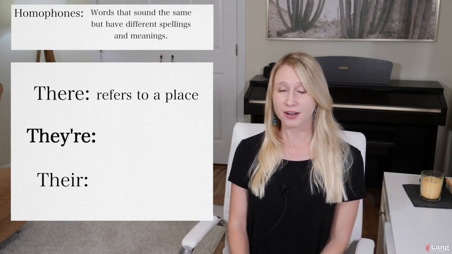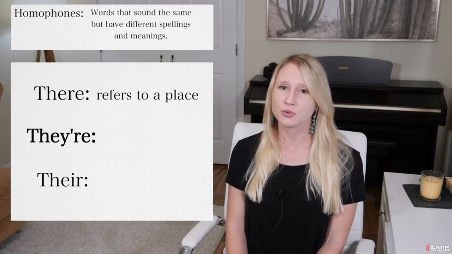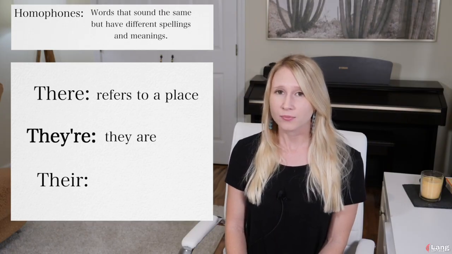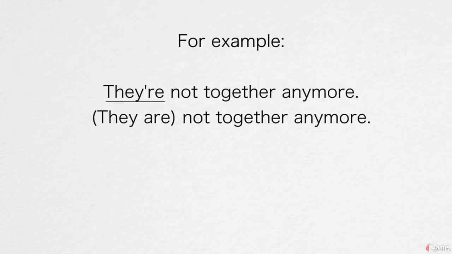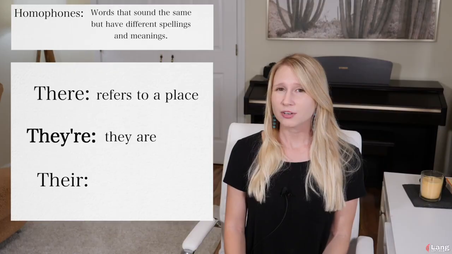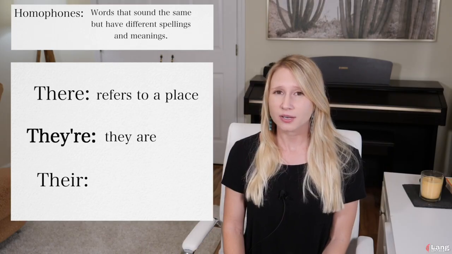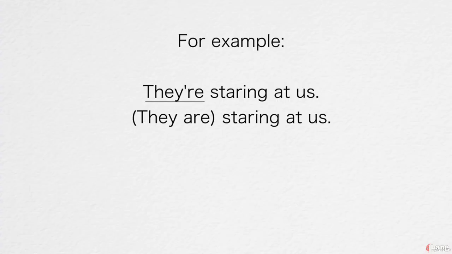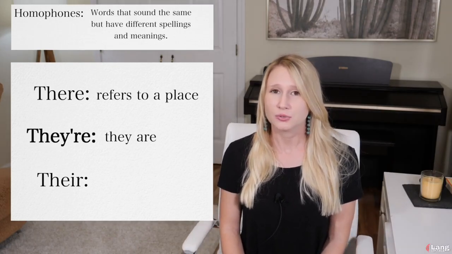Next is the word they're. This time, it is a contraction. The apostrophe tells you that this word is actually combining 2 words. They are. So for example, you could say, they're not together anymore. They are not together anymore. If you're not sure whether to use this word in a sentence, replace it with the words they are and see if it still makes sense. For example, they're staring at us. They are staring at us. So in that case, the sentence makes sense, so you would know you need to use the word they're.